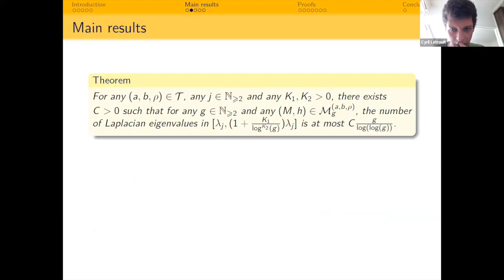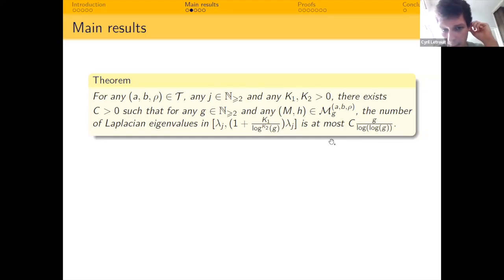So there are two results somehow. This slide is the first one, the next slide is the second one, and the second one is somehow the converse of the first one. So this is the main result. For any triple (A, B, rho), for any index J, which will be the index of the eigenvalue, and any K1, K2 greater than 0, there exists a constant C, and you see that it's uniform once you've fixed (A, B, rho), such that for any genus G and any surface in this set, the number of Laplacian eigenvalues in this window, and in particular the multiplicity of lambda_J, is at most C G over log G.